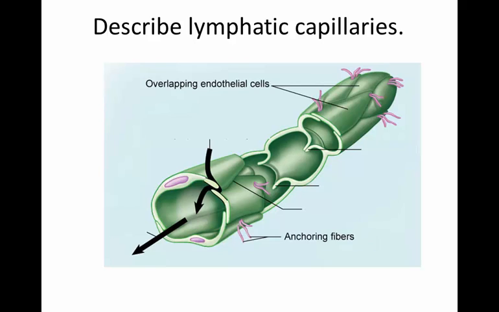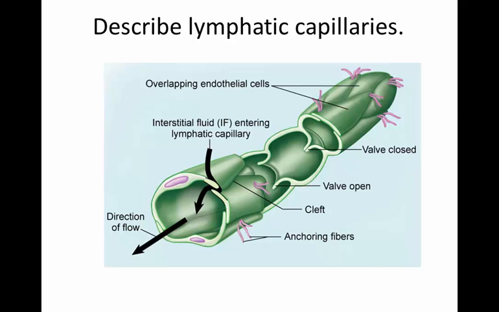They have anchoring fibers, which allow them to attach to the other cells within the tissue. They have spaces where those overlapping endothelial cells come together; there are clefts, little spaces where the interstitial fluid enters the lymphatic capillary because it can actually squeeze between the two cells. The fluid then moves along the lymphatic capillary, as indicated here. One other thing that we should note, and this is in comparison as well to the cardiovascular system, is that there are valves.